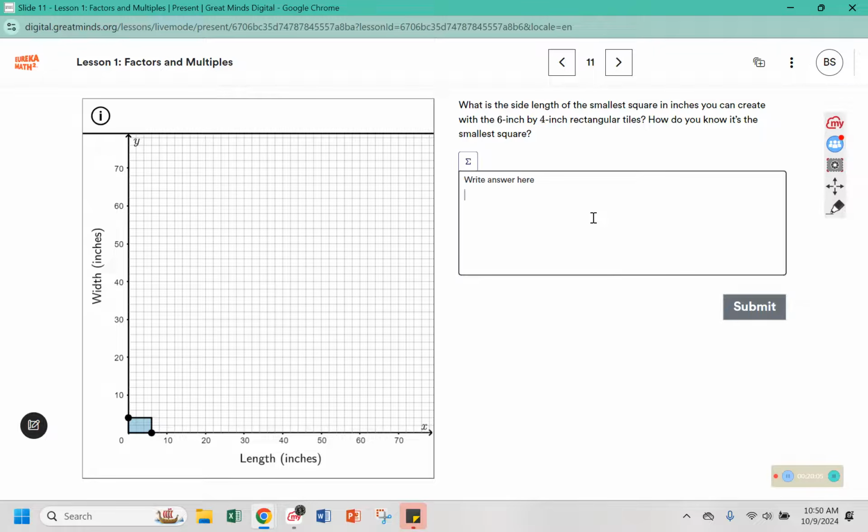What is the side length of the smallest square in inches that you can create with the 6-inch by 4-inch rectangle tiles? Let's do the same thing. 6, 12, 18, 24, 30, 36, 42, and if we did 4, that'd be 4, 8, 12, 16, 20. The smallest number that appears in both lists is 12.